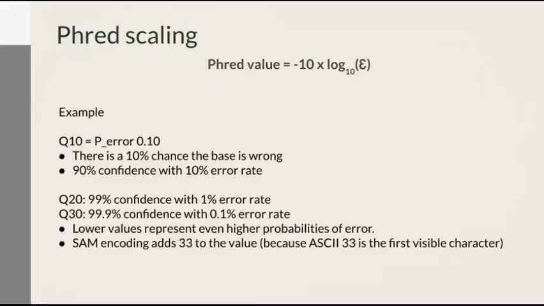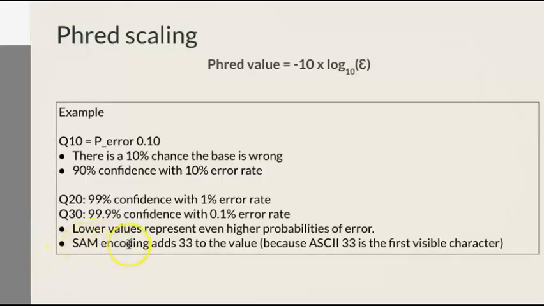Often we're using a Phred 33 scaling. This just means the SAM file starts encoding by adding 33 to the value, and that's the first character, and it moves from there.